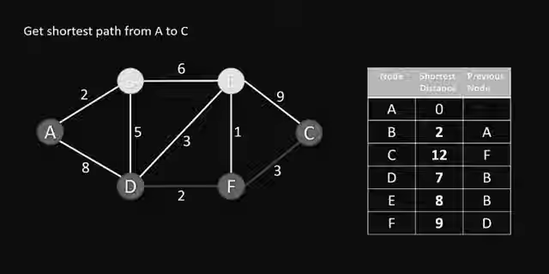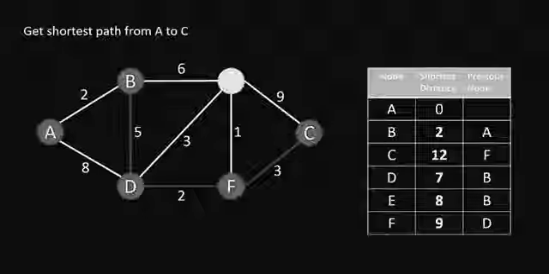We now just need to look at the node D in our table, and it has the previous node B. So we mark the edge from B to D, and now we look at the node B in our table and see the previous node is A. We have found the connections from A to C that has the length of 12, which is the shortest distance.